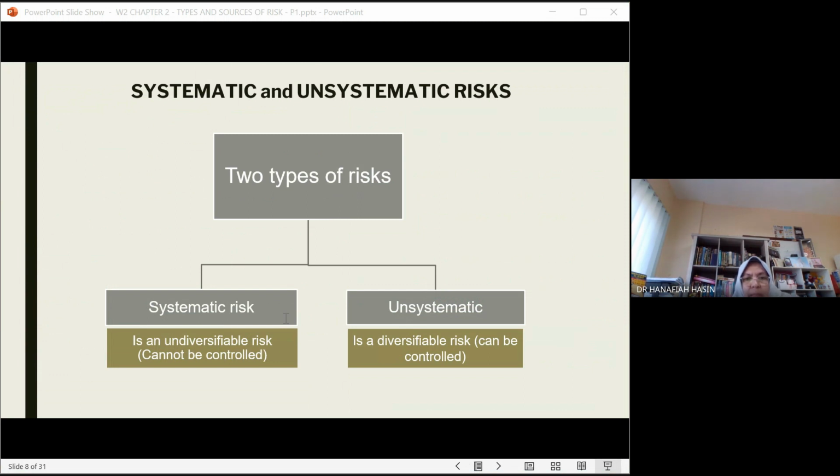So the factors that may contribute to systematic risk may be economic recession, war, changes in monetary policies, and natural disasters. That is systematic. And for unsystematic, it refers to the investment risk that is specific to an individual company, to a specific industry, or to a single sector only. It is unique to a particular security or asset that can be mitigated through diversification.